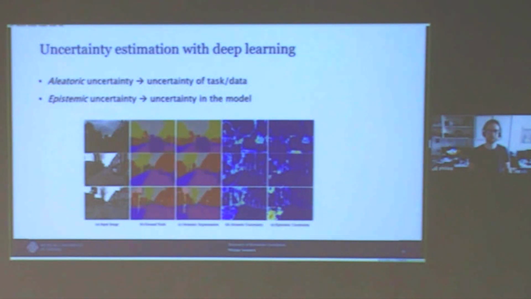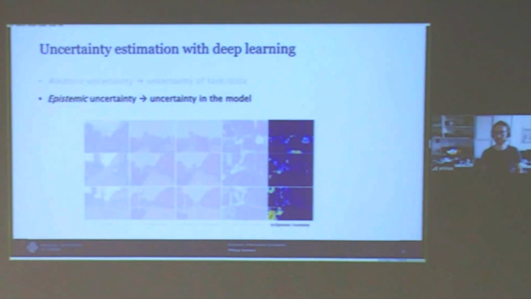But the epistemic uncertainty is the uncertainty that we are interested in because it defines the uncertainty of the model. So if you have a new image, in this case this street view image, and you have a pavement which you have never seen before in your training data, the model has not seen it before, and it will give you a high uncertainty in this area. And this is what we want to make use of, or we made use of in this data.